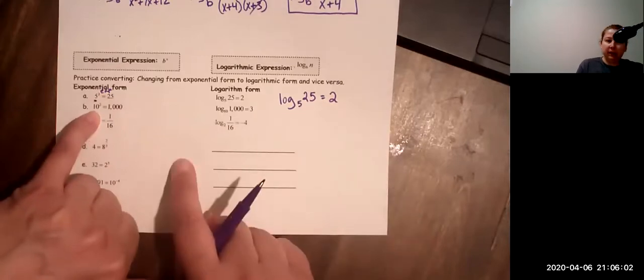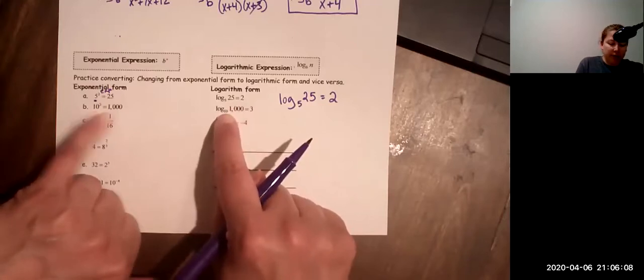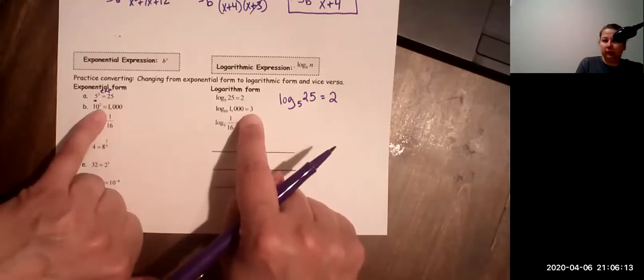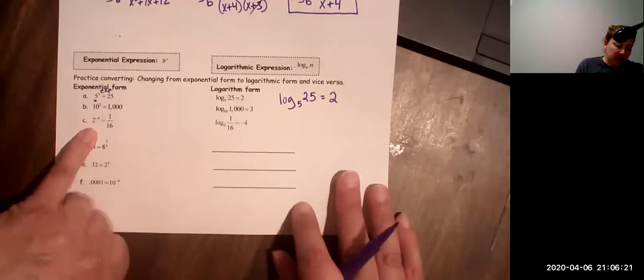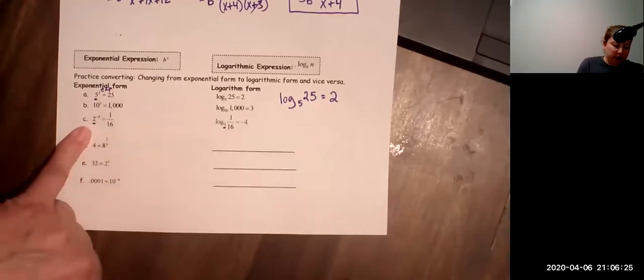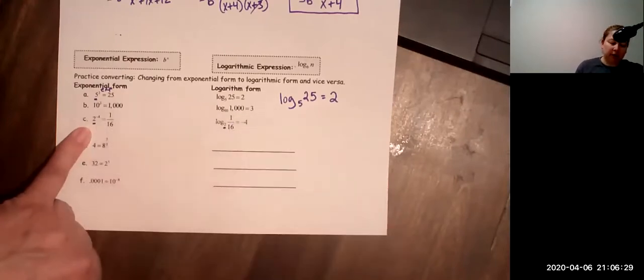All right, so let's do this one. The 10 is the base because it's 10 to the 3rd power. So the 10 becomes the base of the log. The 1,000 goes next, equals the 3. This one, log, there's the base, so the 2 goes right here. The answer goes here. The -4 goes over there.